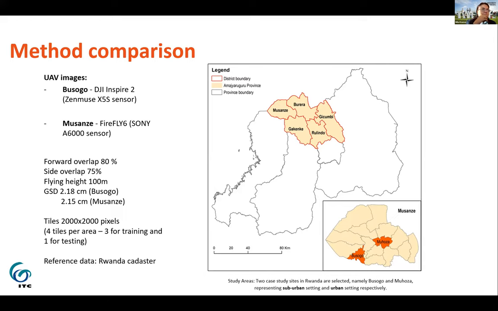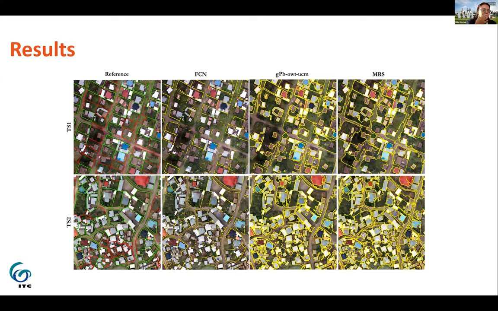We compared the methods based on UAV images in two different areas. You can see the parameters of the flight, the forward overlap, the flying height, the number of tiles. It has been done in Rwanda. And you can see, based on the different methods that we have compared, what the visual results are on this slide. I forgot to mention that the aim here was to go into an urban area, and urban areas are really much more challenging than only agricultural land and rural areas.